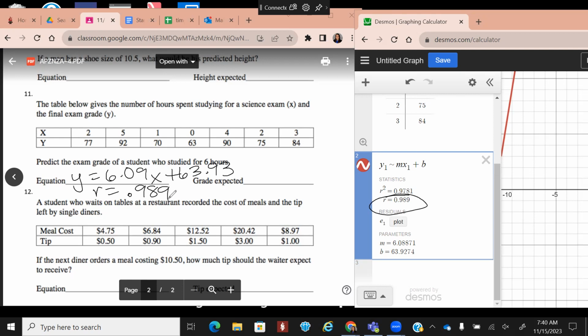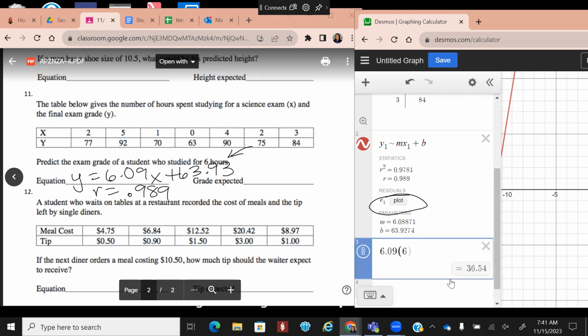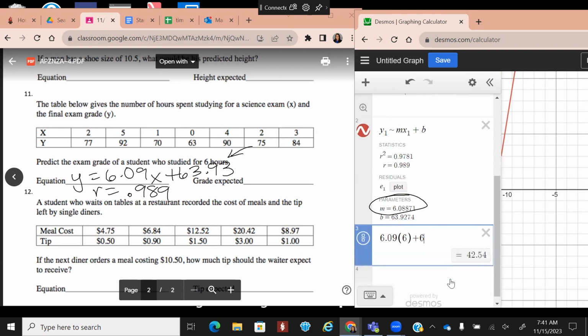Now, we're going to predict what the outcome is if we have 6 hours. What would be our test grade? So we're going to take our equation that we just wrote and plug in 6 hours for x. So we're going to say 6.09 times 6 hours plus 63.93, which is going to be 100.47. Does everybody see how I got that? This is what you're doing for your mastery check.